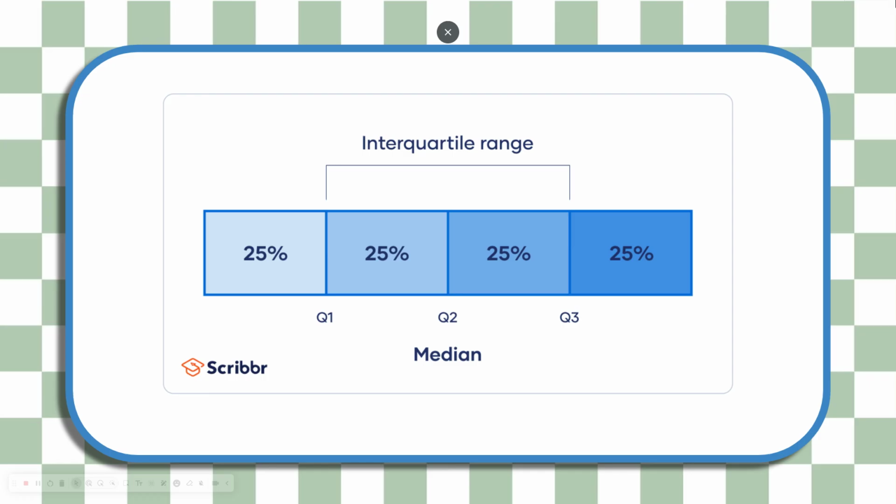All right, so when you're finding the quartiles, each section, each quartile is 25% of the data. So if you look at this diagram, you can see from Q1 to Q3, that's the interquartile range. That is the middle 50%. So that's half of the data in there.